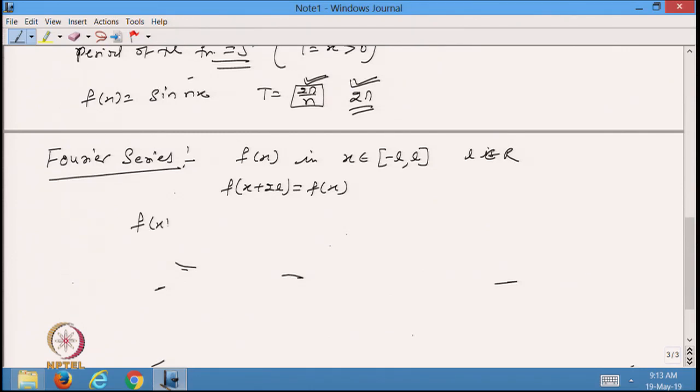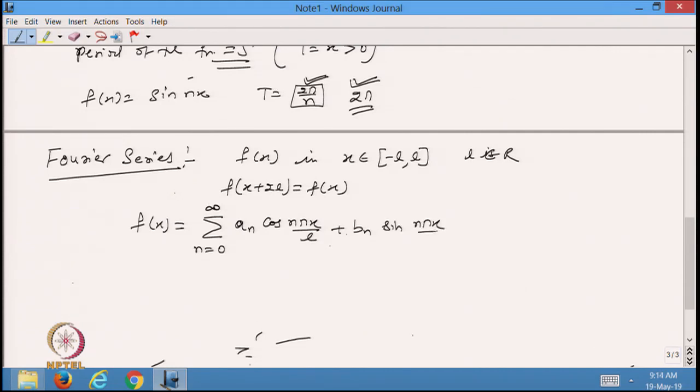I can write this function as a combination of a0 sin 0x plus a1 sin x. So, in this case I am taking an arbitrary period. So, I will define this as a series. I will just write the series as n equal to from 0 to infinity, a n cos n pi x by L plus b n sin n pi x by L.